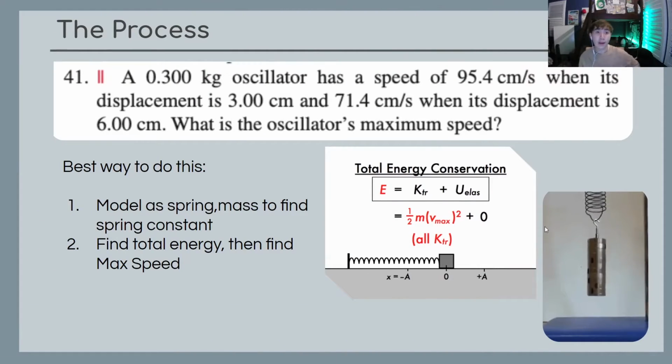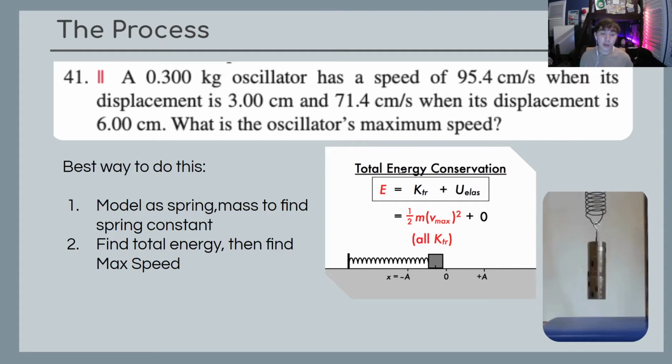Alright, let's get into our question. Our question states that we have a 0.3 kilogram oscillator that has a speed of 95.4 centimeters per second at a displacement of 3 centimeters for the first point, and 71.4 centimeters per second at 6 centimeters for the second point, and it's asking what's the oscillator's maximum speed.